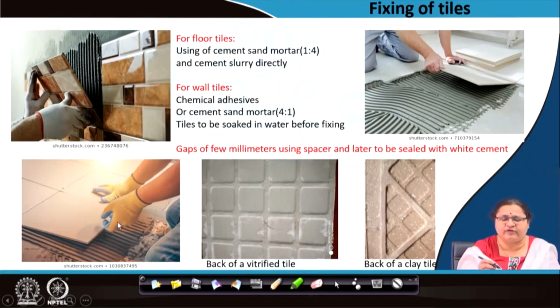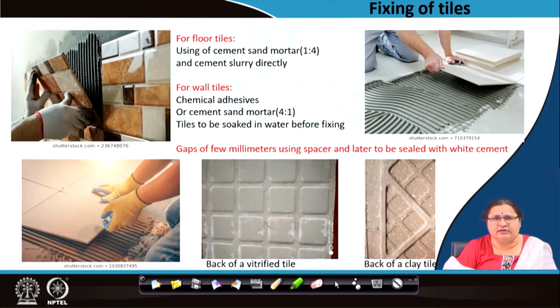So, here you see for floor tiles, the mortar or the base is little 1:4, and sometimes some cement slurry is also directly used, whereas for walls the cement is much more, which is 4:1, and at times chemical adhesives are used to keep it in position, because if it falls it may even hurt someone.